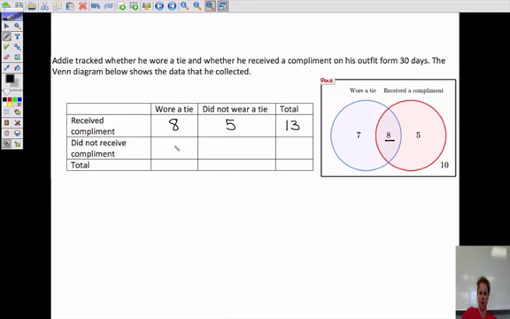He didn't receive a compliment, but he wore a tie 7 times. And it looks like there were 10 times where he neither wore a tie nor received a compliment, making the number of days that he didn't receive a compliment 17. And 13 and 17 would add up to that 30. And then here, there were 15 days where he wore a tie, and 15 where he didn't. So these are pretty easy to fill out.